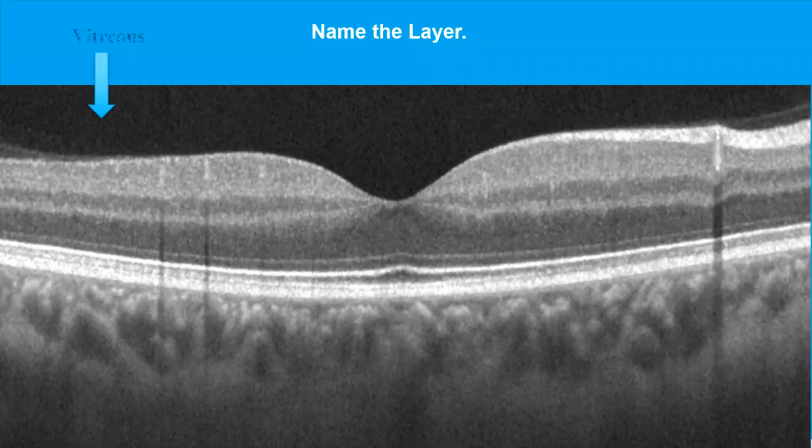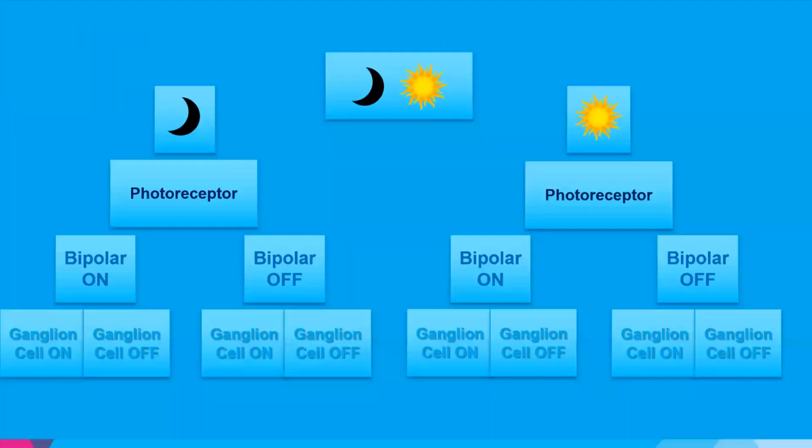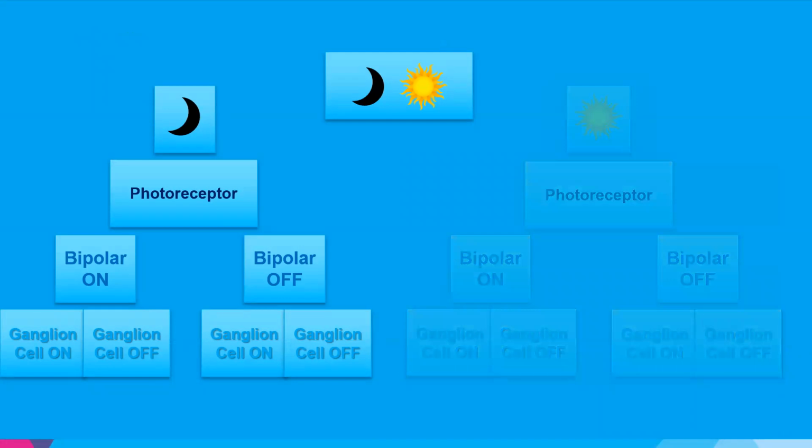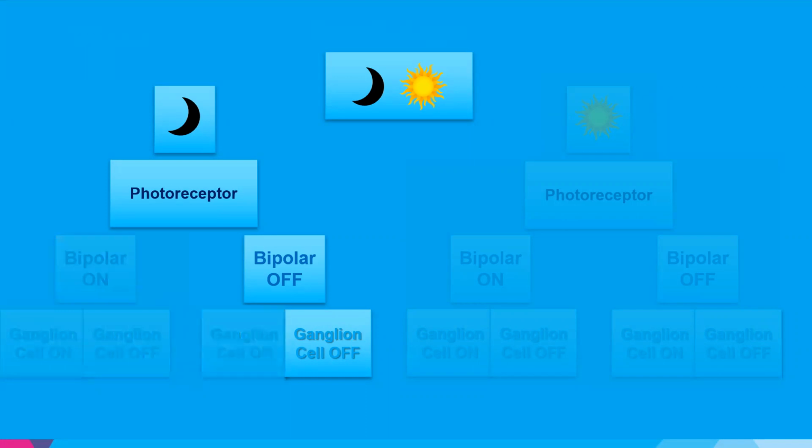Name the layer. What is that? Vitreous. King or queen, vitreous. Exactly. That's how you normalize, right? Back to this one. Okay, so I'm going to turn this off. Now you tell me, in the dark, is the photoreceptor active or inactive? Active. Okay, if that's the case, is the bipolar on or bipolar off active? The bipolar off is active. Correct. And then in that case, is the ganglion off or ganglion on active? Off. Perfect. That's your line.